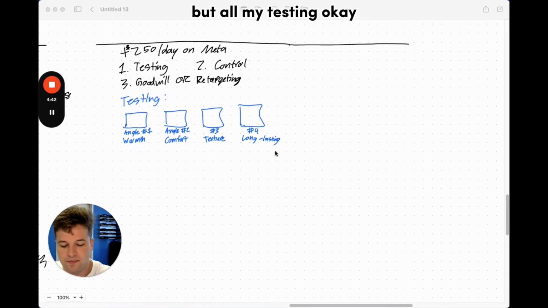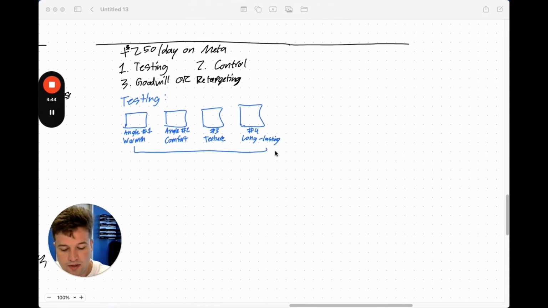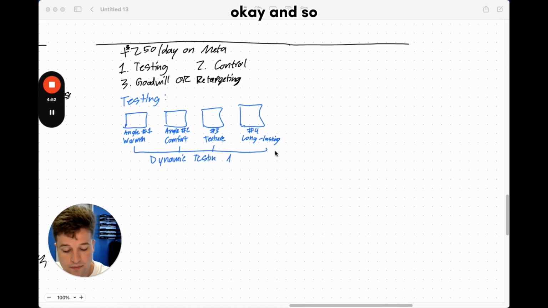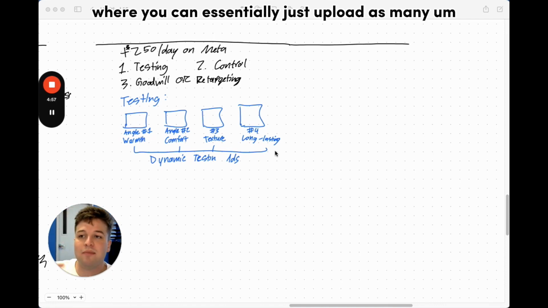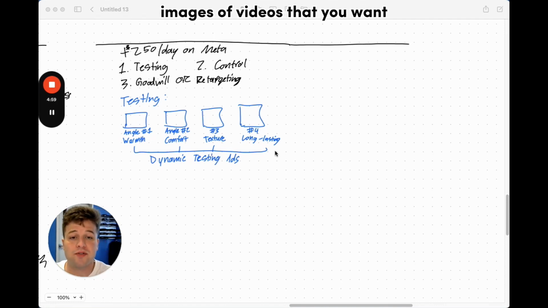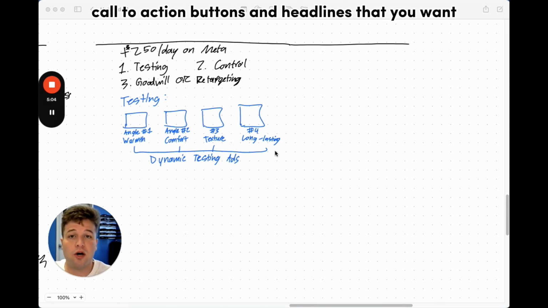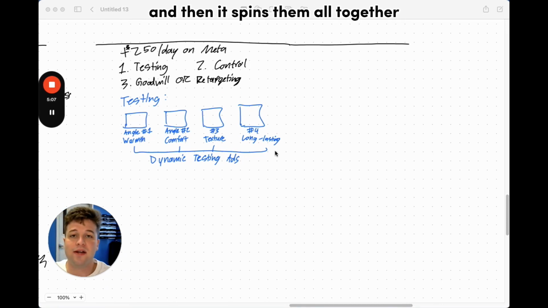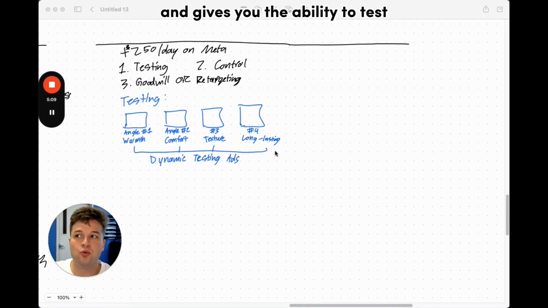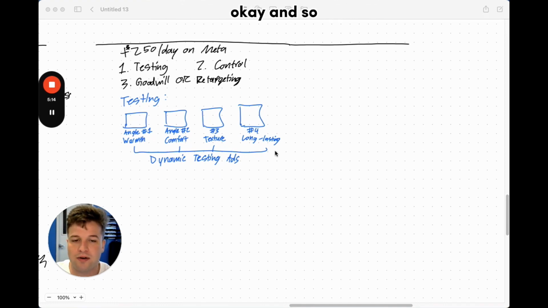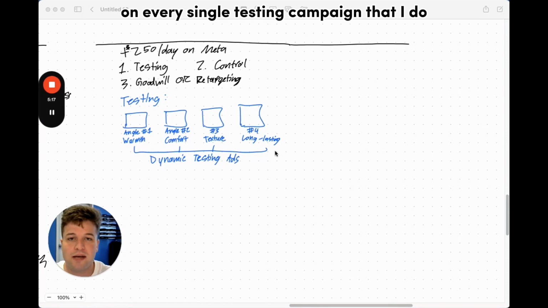But all my testing, okay, all 4 of these things are going to be a dynamic testing ad. Okay? And so what dynamic testing ads are is a feature on Meta where you can essentially just upload as many images or videos that you want, and as many variations of text that you want, and then as many call to action buttons and headlines that you want, and then it spins them all together and gives you the ability to test hundreds of different combinations for the price of just 1 ad. Okay, and so I use dynamic testing on every single testing campaign that I do.